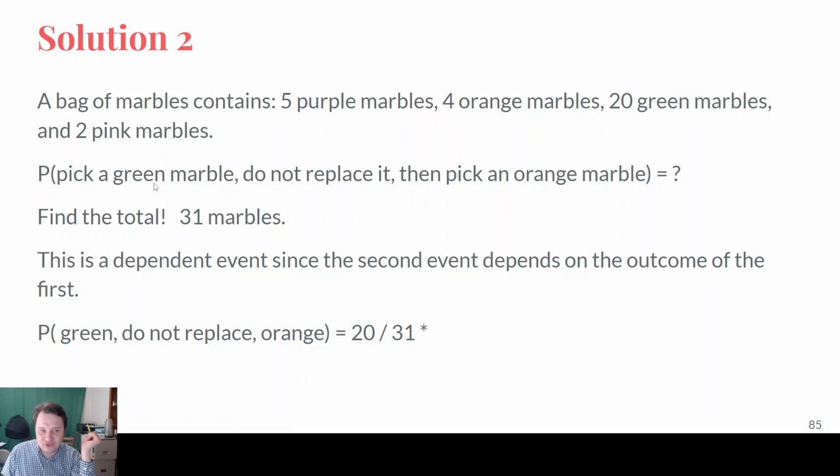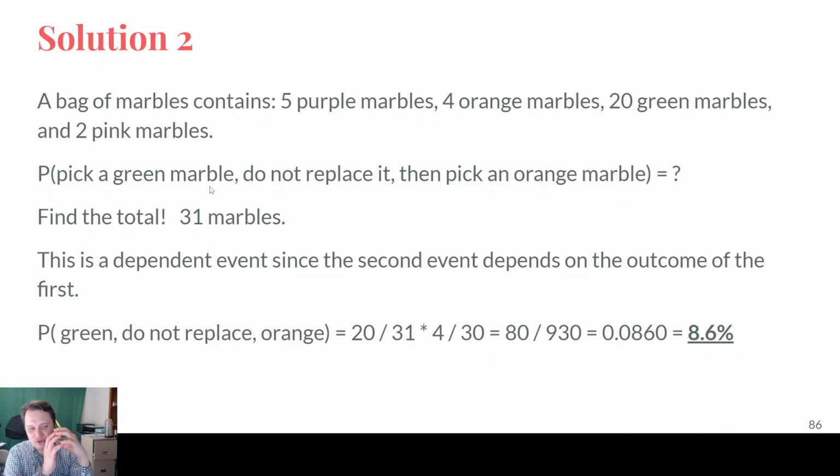Since we are going to assume that we picked a green marble with a 20 out of 31 chance and then did not replace it, now we're going to pick an orange one. There's 4 there, but it's going to be 4 out of 30. Do you see what I did? I dropped the total by 1 because we took the green one out and we didn't replace it. And so now there's 30 marbles instead of 31. And so it's 20 over 31 times 4 out of 30. You can see that this event influenced this one, and that's why the total changed. Other than that, everything else is the same.